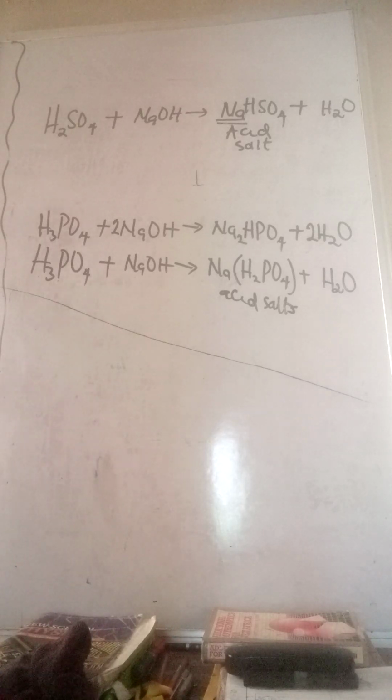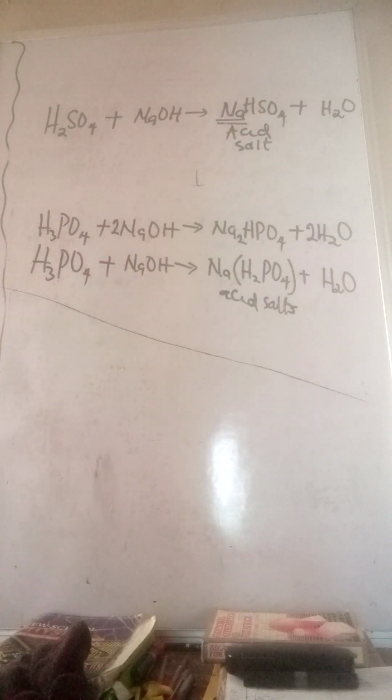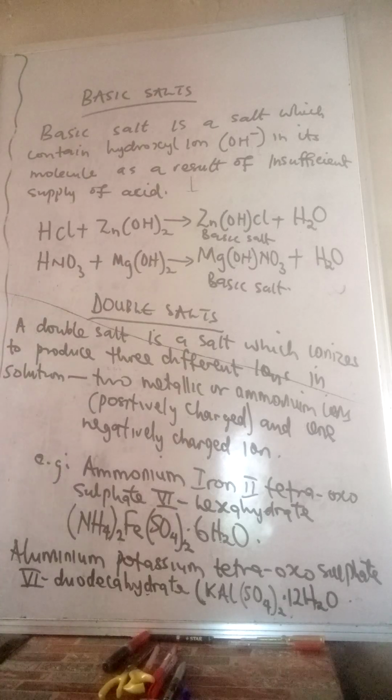Now, if I use excess of this, if I use more of this now, the whole of this can be turned to normal salt. Now, lest I forget, any acid salt can behave like an acid. Why? Because it contains hydrogen ion inside of its chemical formula. That means an acid salt can also react with a base to form a normal salt and water. An acid salt can also turn blue litmus paper red.